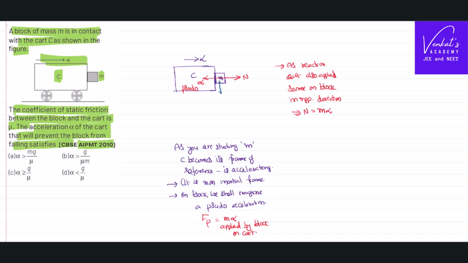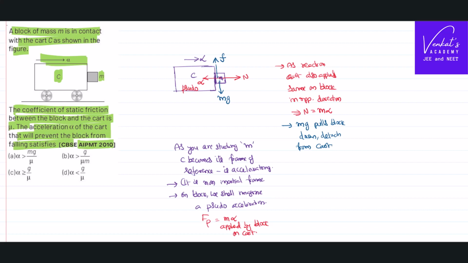Now the weight of the block is always acting in the downward direction, and that weight pulls the block down and tries to detach it from that cart. Now as it is trying to slide down, a frictional force is developed against the motion. As the motion is sliding down, the frictional force acts in an upward direction, right?